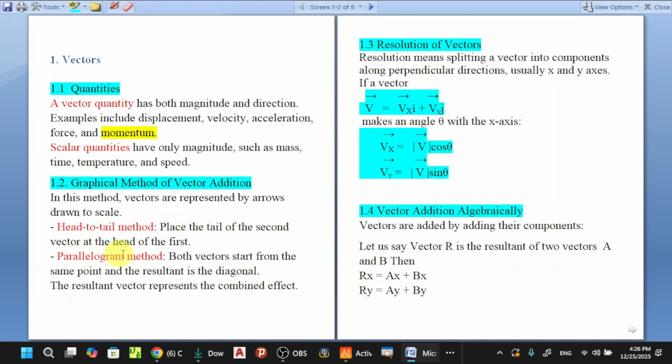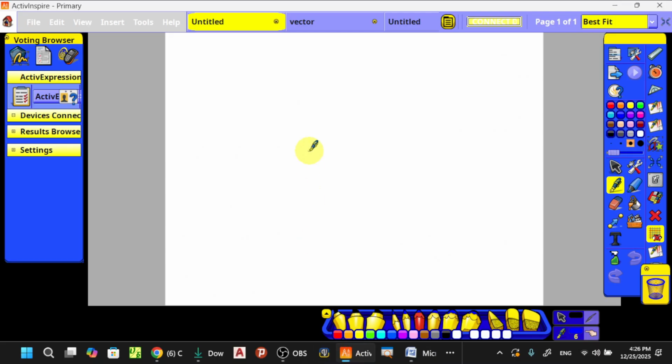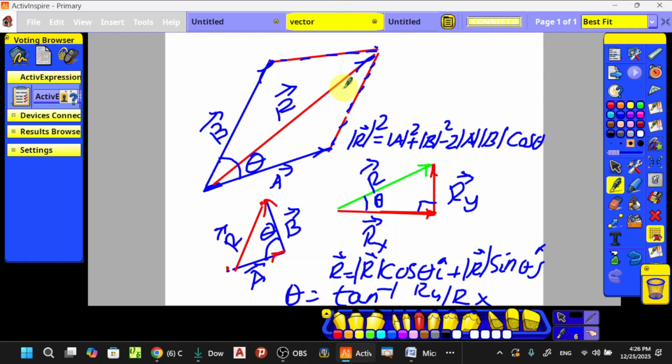The other one is the parallelogram method. It uses the angle between the vectors, that means the angle between the two vectors. So I'll show you both here. Look, this one right here shows the head to tail.